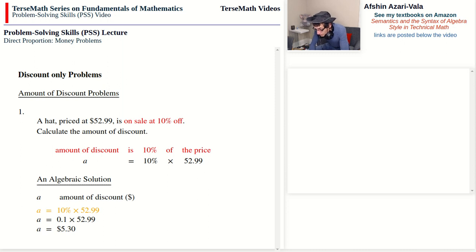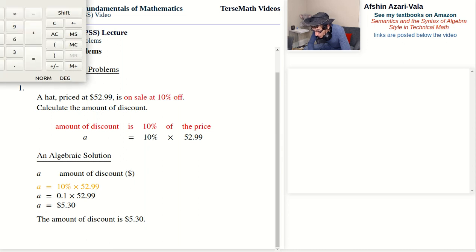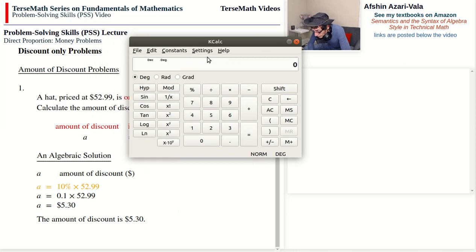Now, one thing that's really nice about this approach is that it's very functional. You imagine that you walk into a store and you see a hat like this one, and the price is $52.99, and there's a sign that says 10% off. If I want to work out what the amount of discount is, then I'll open the calculator on my phone, and then I'll type the price, so $52.99, and then I multiply this by, so you hit the times button, by 10%, which is 0.1, and then equals, and so we get $5.30.